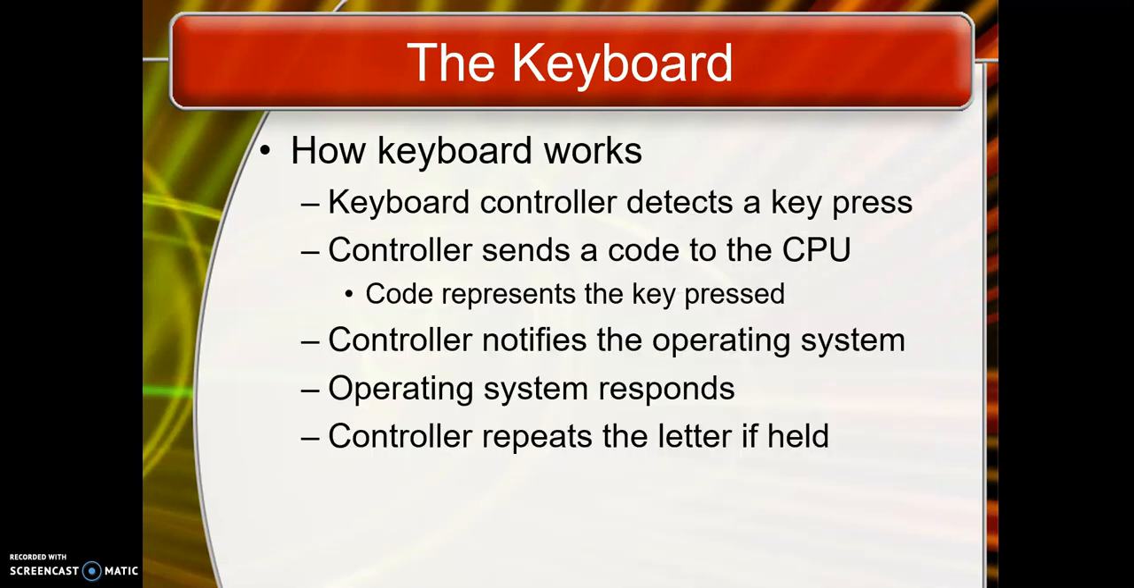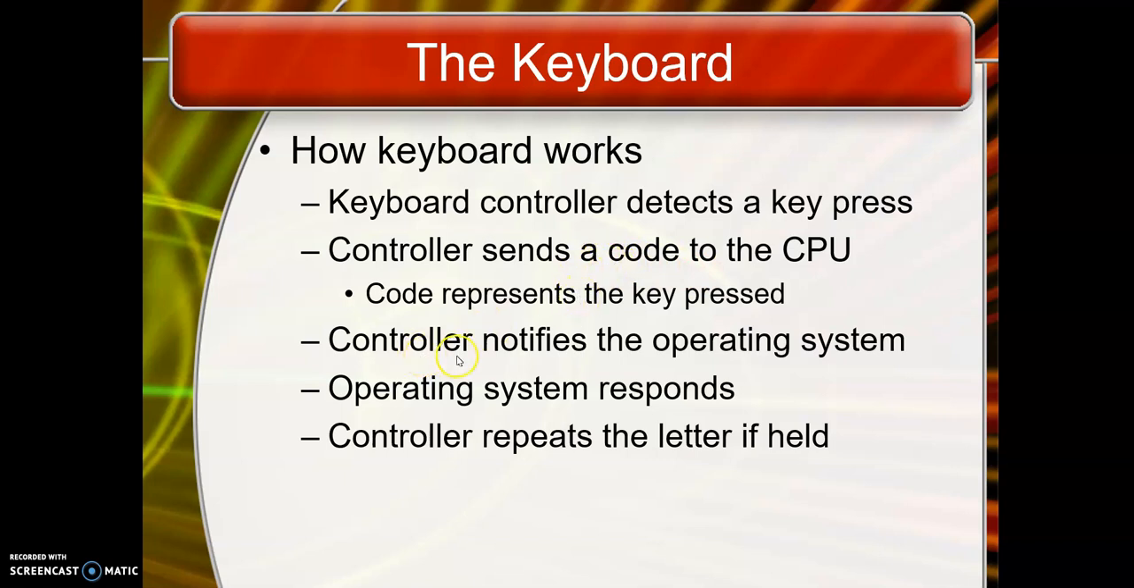Okay, how does a keyboard work? Now we see that the keyboard is an input device. At the same time, it is an electronic device attached to the computer. There is a keyboard controller which detects a key press. Whenever we press a key, that key press is detected, and the controller sends its alternating code to the central processing unit. That code of every key is very important.